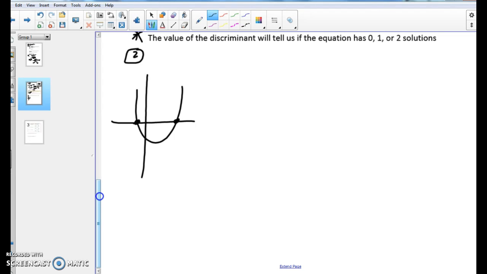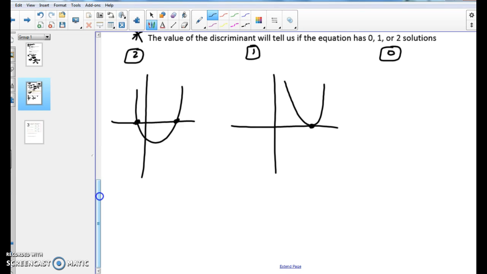Now, if it only has 1 solution, that means it only crosses the x-axis once, which is kind of goofy. In these, it's going to come down, just barely touch it, and come right back up. There's only one x-intercept. And if it has 0 solutions, well, then it never crosses the x-axis. So it's a parabola that maybe looks like this, where the vertex is up there, or maybe it opens down, and the vertex is down there, right? There's no solutions. Okay, so those are our 3 options here when we're looking at the discriminant.